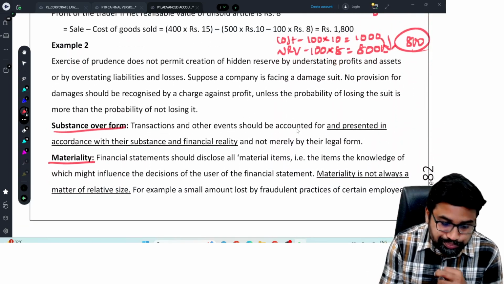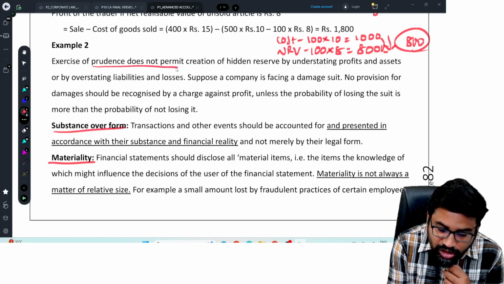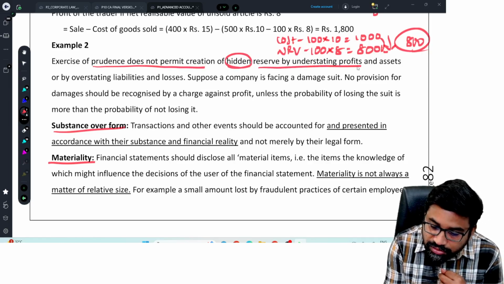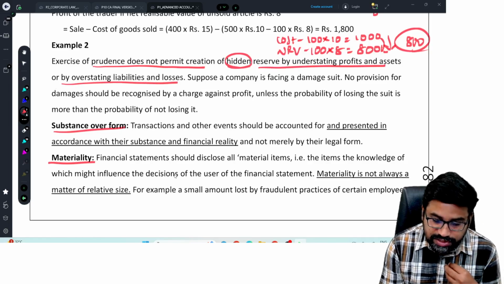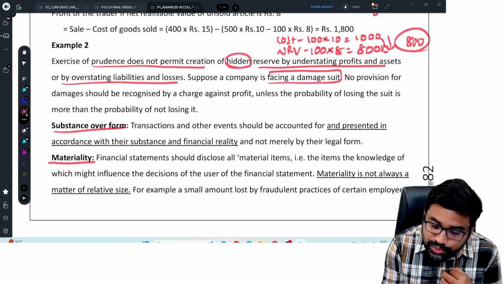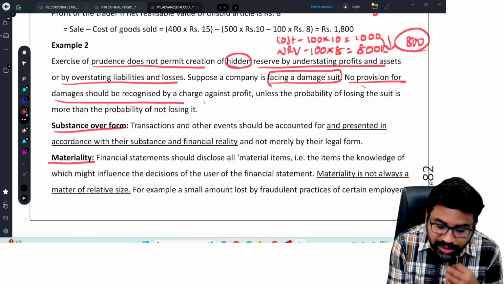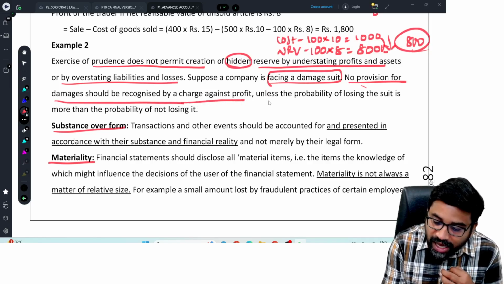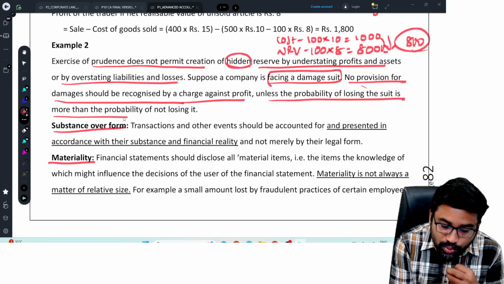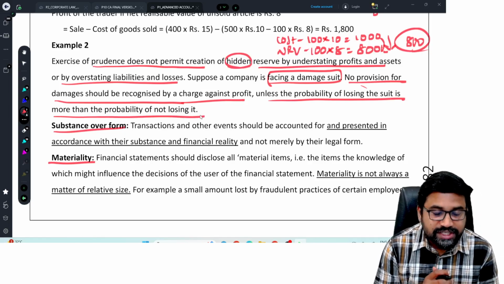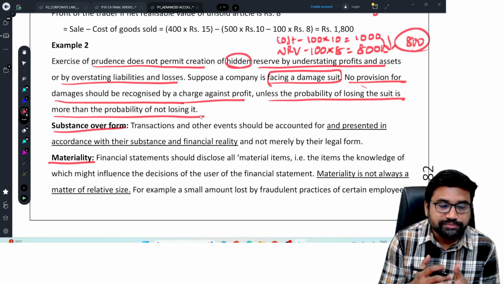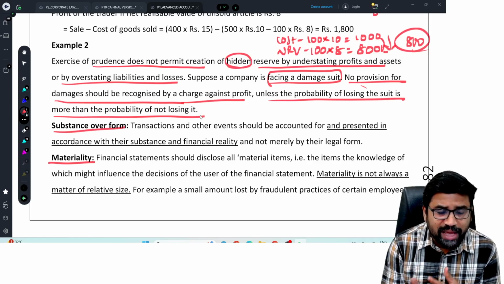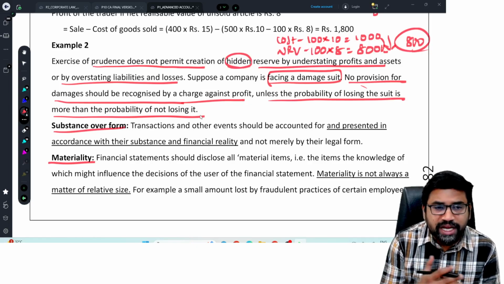See example number 2. Exercise of prudence does not permit creation of hidden reserve by understating profits and assets or by overstating liabilities and losses. Suppose a company is facing a damage suit. No provision for damages should be recognized by charge against profit unless the probability of losing the suit is more than the probability of not losing it. See, what they are saying is, suppose there is a case pending in the court. Some third party has filed a case against you. Now, if you lose the case, you have to pay the damages. If you don't lose the case, no need to pay any damages.